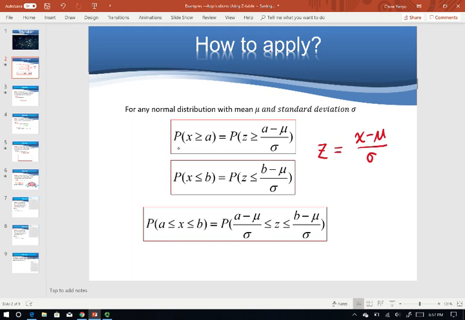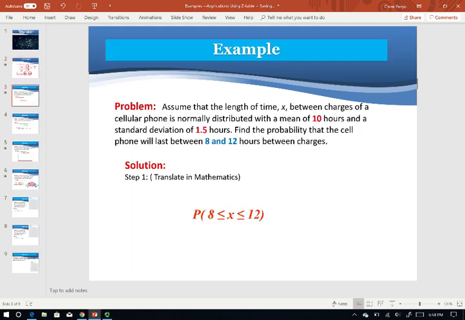So for example, if we want to find out the probability that any normal distribution variable x is higher than a number, we can use the number minus mean and divide it by the standard deviation, and then we can use the z-table to find out the probability. Similarly, for smaller than b or between a and b, we can use each side minus mean divided by standard deviation to find out the z-score. And then we use the z-table to find out the probability. Now I will show you with examples.